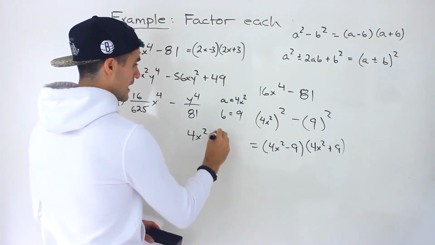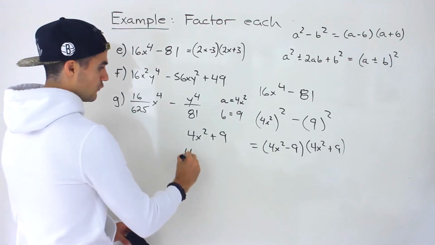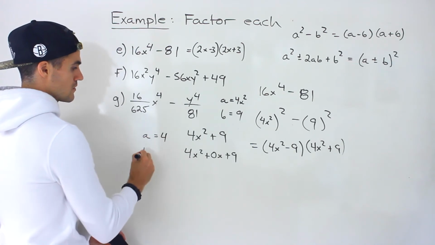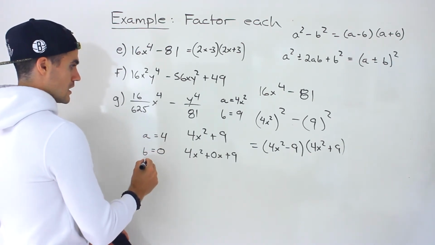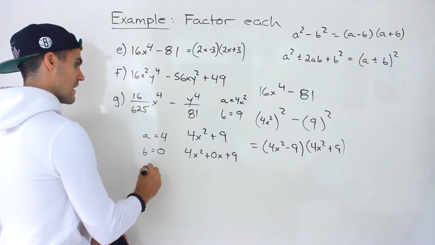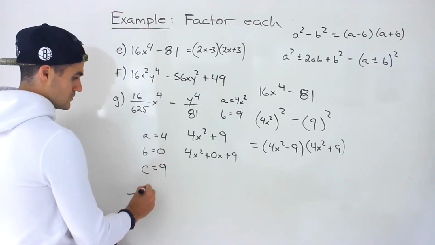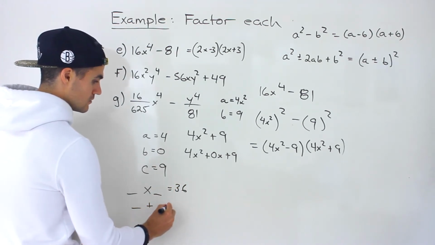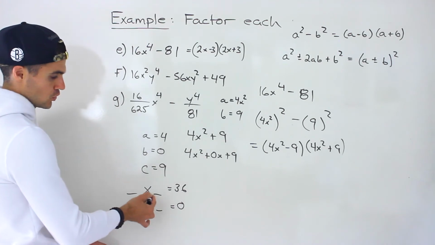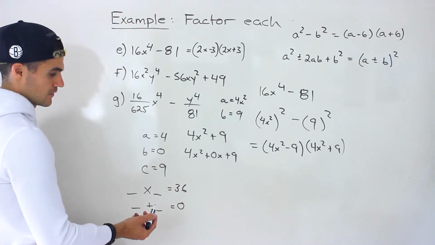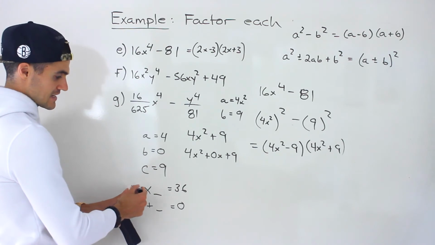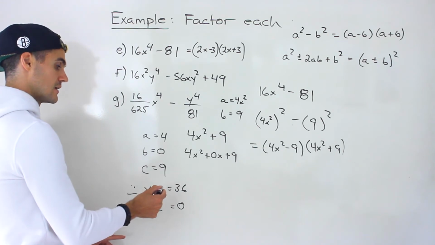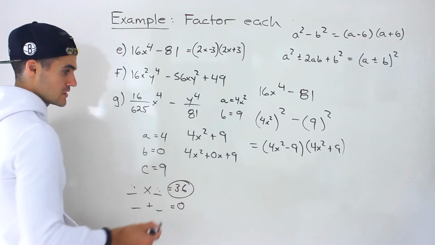4x squared plus 9, okay, this is like 4x squared plus 0x plus 9. So notice that the a value is 4, the b value is 0, and then the c value is 9. So what 2 numbers multiply to the AC value, which is 36, and add up to 0, the b value? There's no numbers here that would work out, right? Negative 6 and positive 6 wouldn't work. Negative 6 plus positive 6 would give us 0, but negative 6 times positive 6 would give us negative 36.